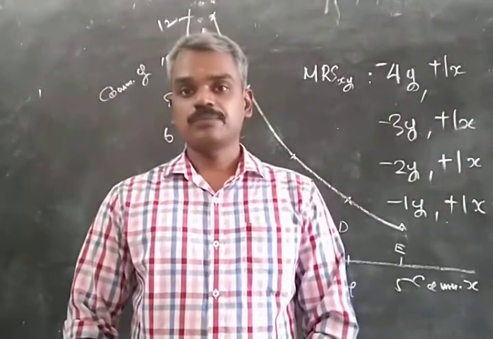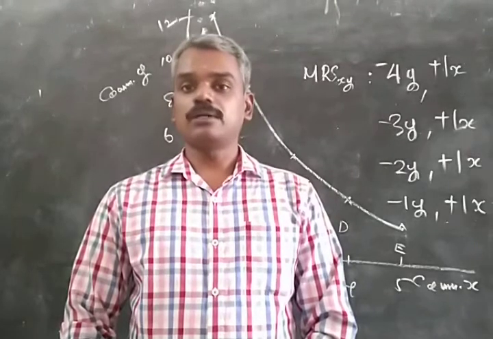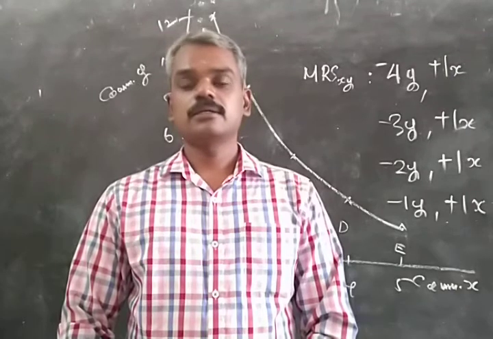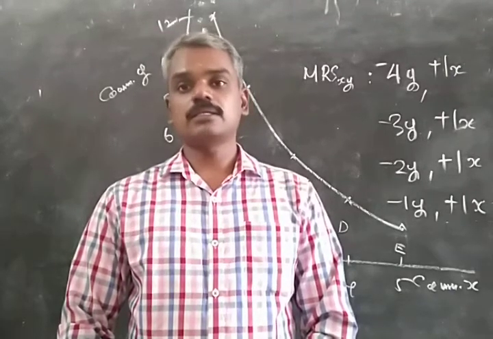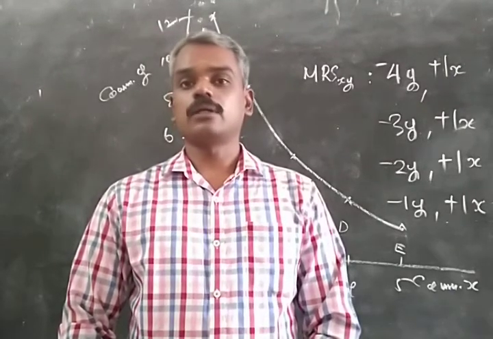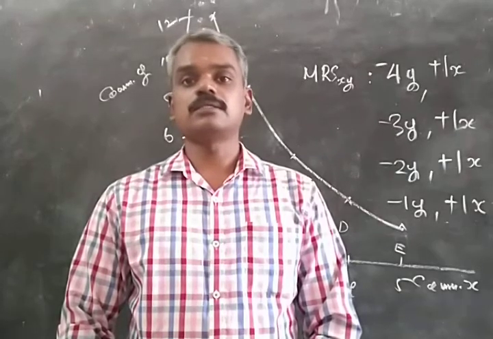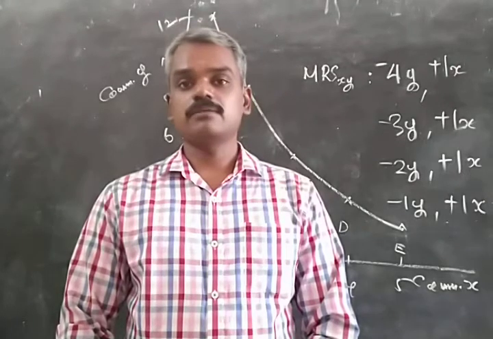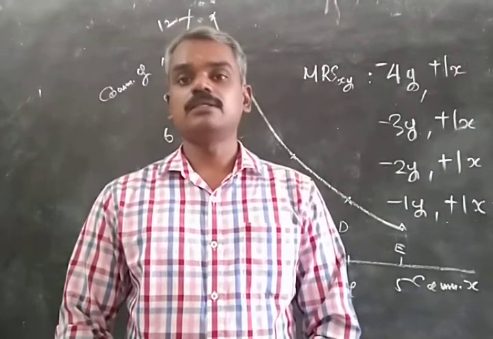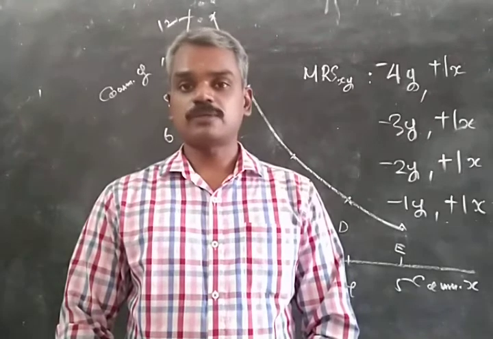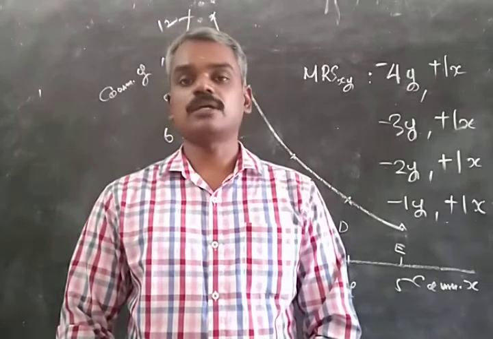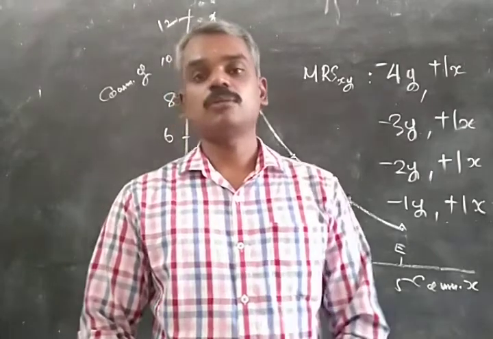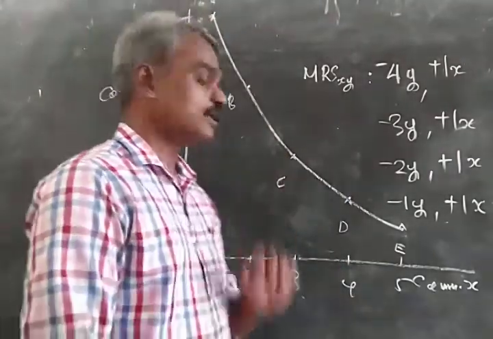So in this class, we discussed what ordinal utility analysis is, and the assumptions of ordinal utility analysis. Then we discussed in detail how the tool of ordinal utility analysis, that is the indifference curve, can be shown in a tabular form as well as in a graph. And finally, we discussed in detail the marginal rate of substitution, the diminishing marginal rate of substitution, and how the marginal rate of substitution is falling.